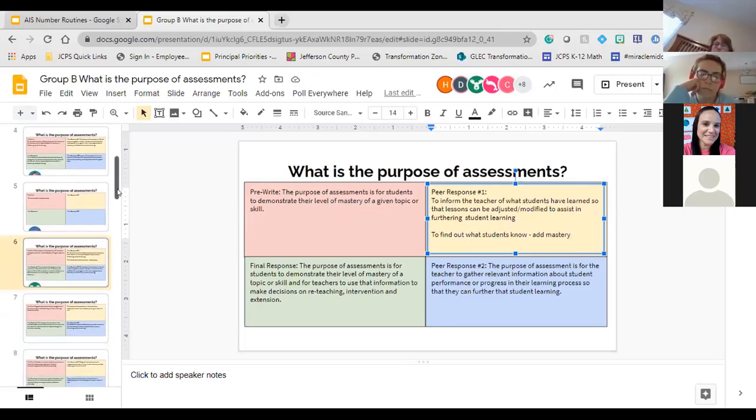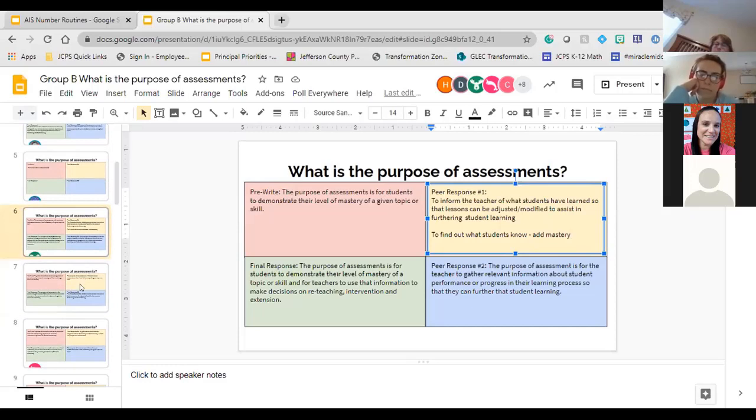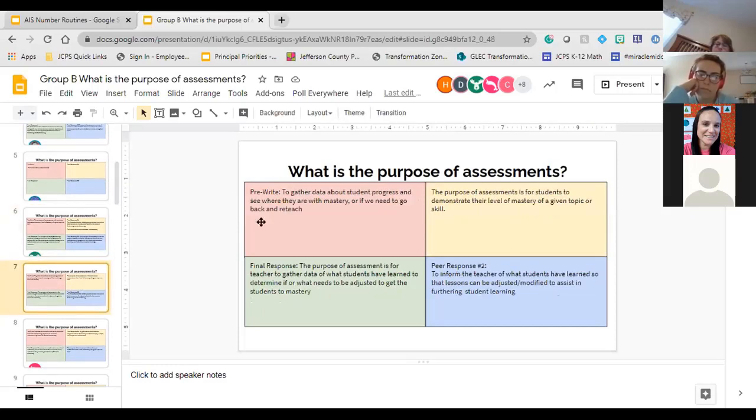Then to rotate to the next partner to get feedback, I just went to the next slide. I pasted in peer response 2. Then I read the pre-write of that person and then their peers' feedback. And then I can take what they wrote and add to my definition. So demonstrate their level. Oh yeah, I got that. And then progress to see where they are with mastery or if we need to go back and reteach. Oh, so not only find out what they know, but what they don't know.